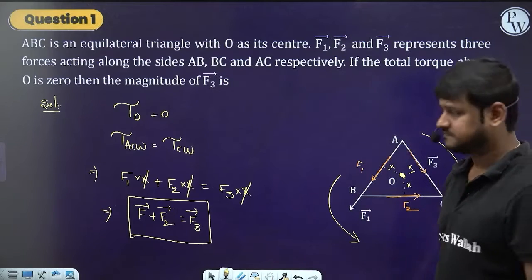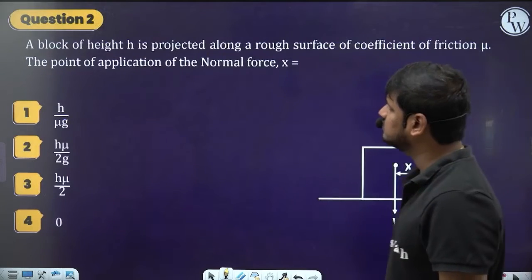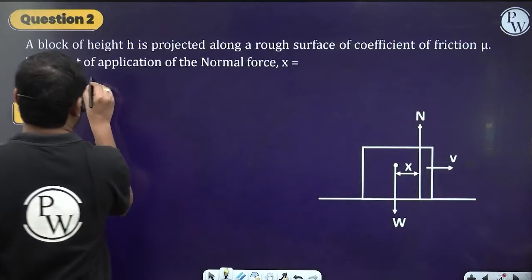Simple question. Chalo guys, let's move further. Let's take one more question. What does the question say?